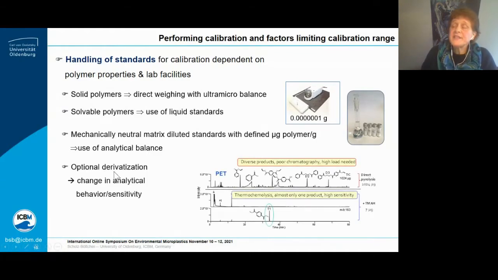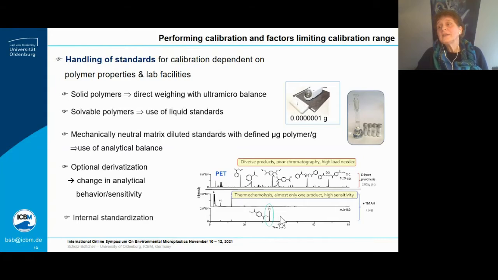The optional derivatization I've already mentioned that we are using, and here it's just an example for PET and the improvement in detection sensitivity, because if you do not derivatize PET, you end up with a lot of decomposition products of different polarities, and bad chromatography as well. And with derivatization, you end up with almost one signal that enhances the sensitivity enormously.